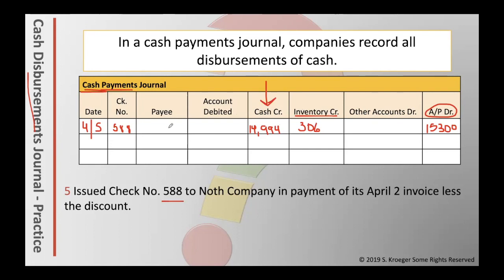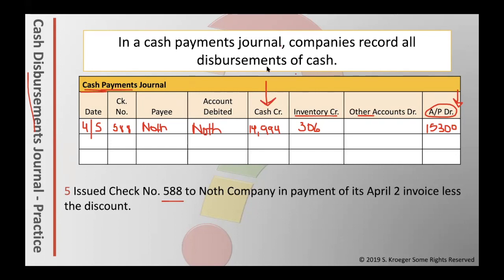The payee would be Knopf Company. If that's who we're making the check out to, we'll just assume it is. Account debited, we would use account debit over here. We would write in Knopf Company once again. So a lot of times you will have the same company written in here, and sometimes you won't. If you're not using accounts payable, if you're using another account, then you'd probably have something else written in there.